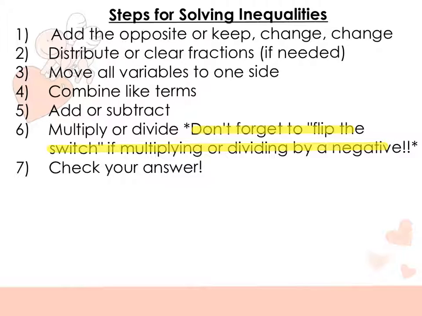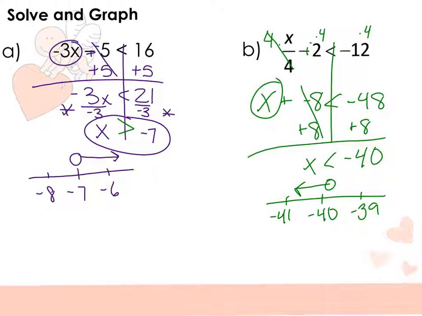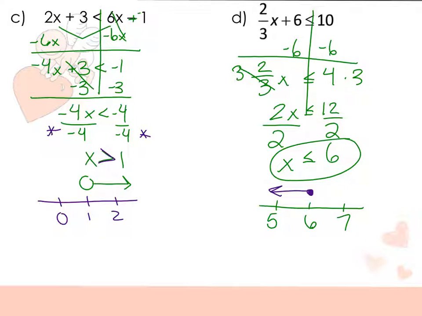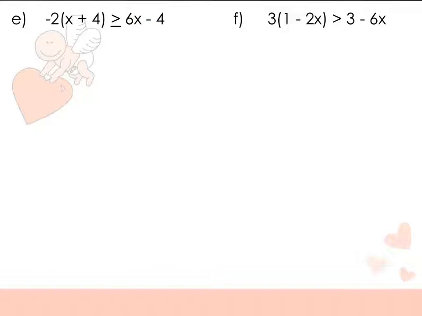You can check all your answers here if you want to. In all honesty, most students don't with inequalities, partially because they've gotten really good at solving equations by this point. So they're doing okay with that part. So let's take a look at some examples. Yesterday we took a look at A and B. If you were gone yesterday, I'll post the completed notes so you can see these on Schoology as well. Same thing with C and D. We worked through these two. Now we're going to take a look at E and F.